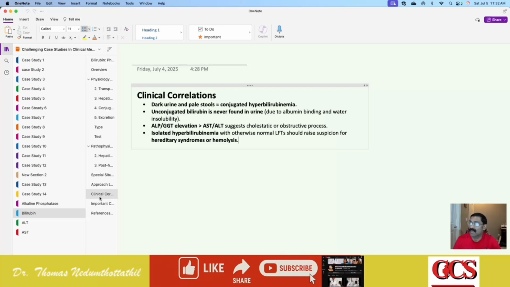Clinical correlations. Dark urine and pale stools suggest conjugated hyperbilirubinemia. Unconjugated bilirubin is never found in urine, as unconjugated bilirubin is transported bound to albumin and is water insoluble. Alkaline phosphatase and GGT elevation way more than AST and ALT suggest a cholestatic or obstructive process. Isolated hyperbilirubinemia with otherwise normal LFTs should raise suspicion for hereditary syndromes or hemolysis.